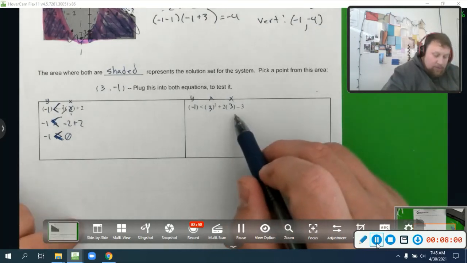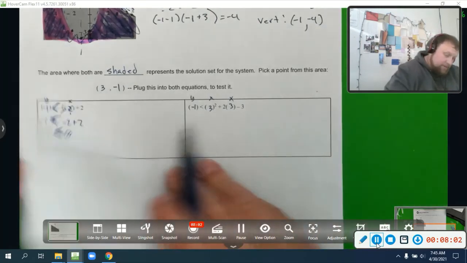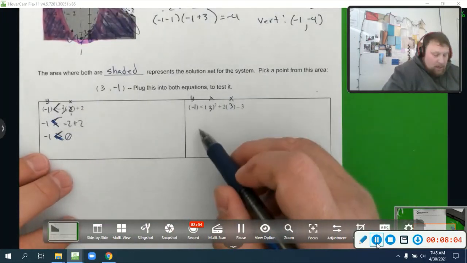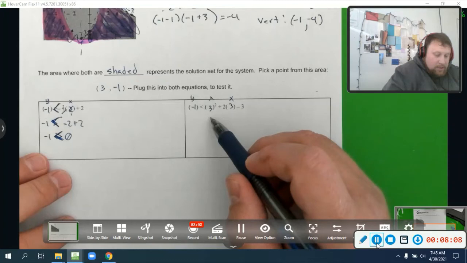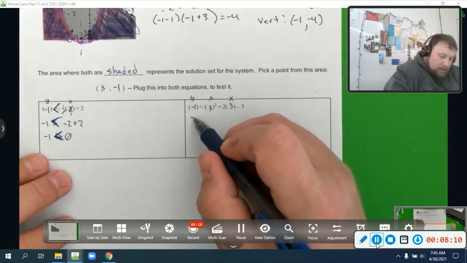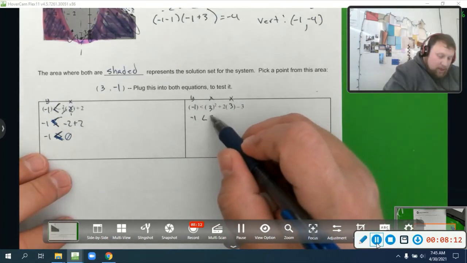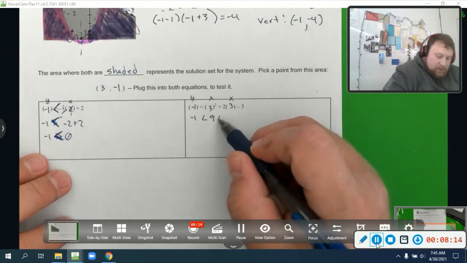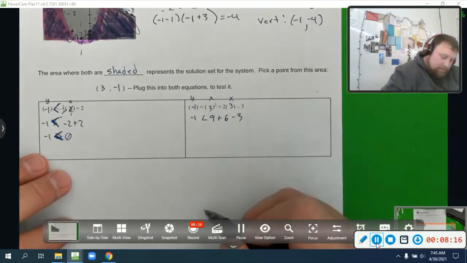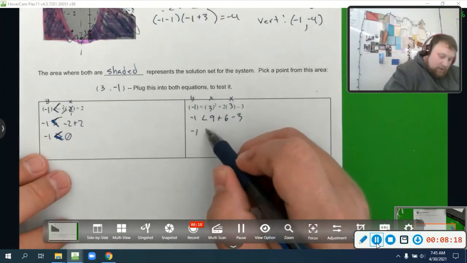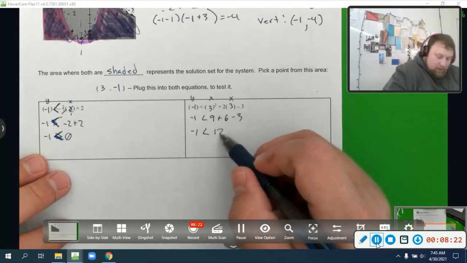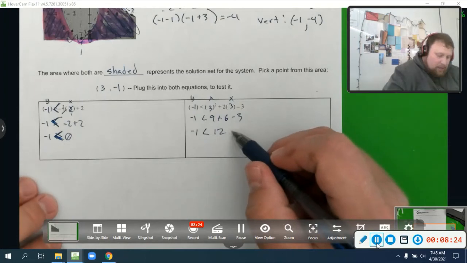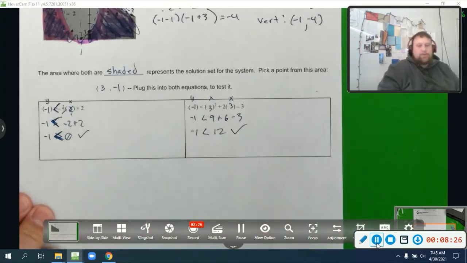Now, thankfully, I wrote this one in right, so there is that. Here we go. -1 is less than, what's 3 squared? 9. Plus 2 times 3 is plus 6, minus 3. What's 9 plus 6? 15. 15 minus 3 is 12. Is that true? Yeah, -1's a lot less than 12. That's true. So these both are true.